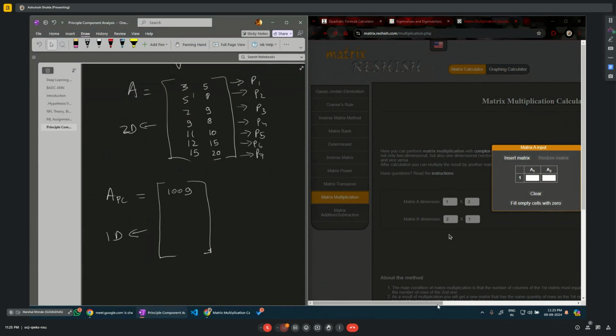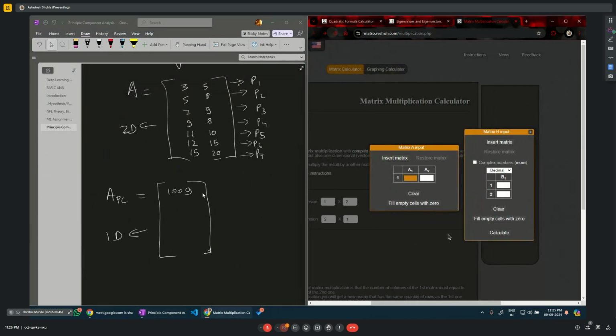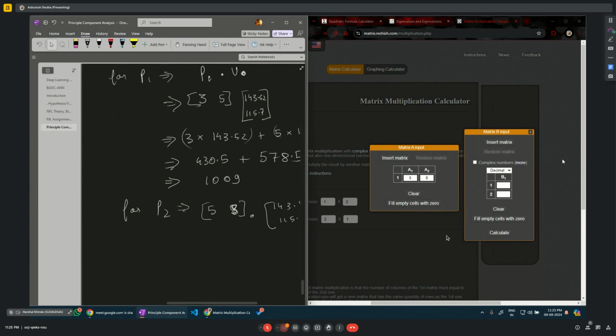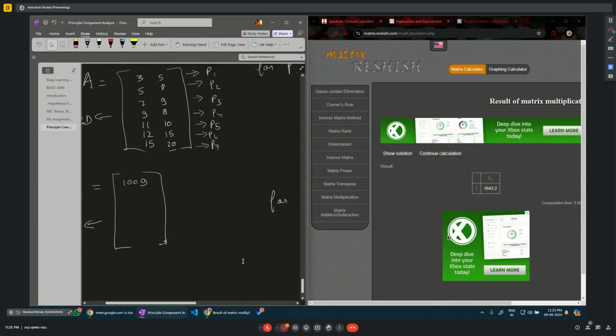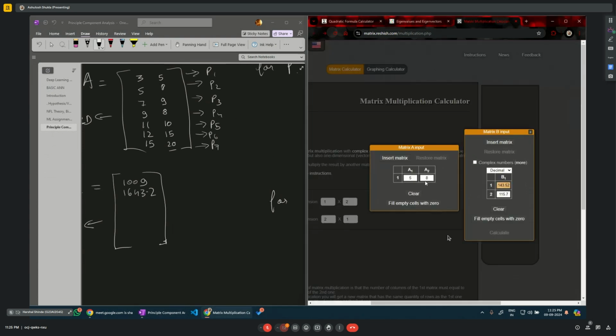Yeah, this should be doable now. So 5, 8, oh, what am I doing? This is 5, that is 8. This one's going to be, oh, I need to see the matrix. 143.52, 115.7. So calculate, and we have 1643.2. So this one goes over here, 1643.2.